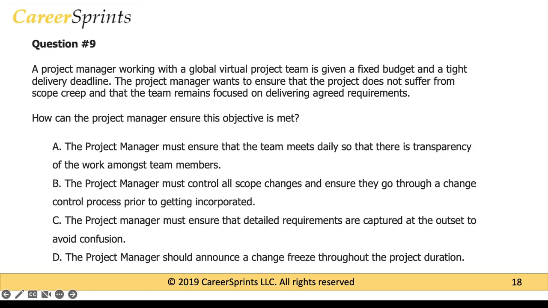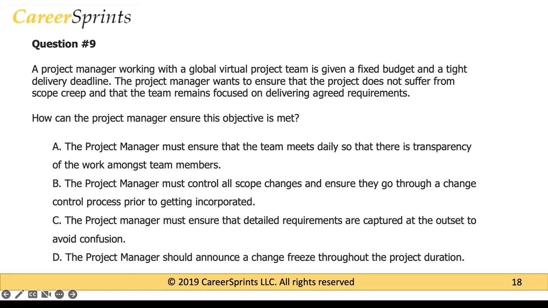So let's look at question number 9. So question 9 says, a project manager working with a global virtual project team is given a fixed budget and a tight delivery deadline. The project manager wants to ensure that the project does not suffer from scope creep and that the team remains focused on delivering agreed requirements. How can the project manager ensure this objective is met?